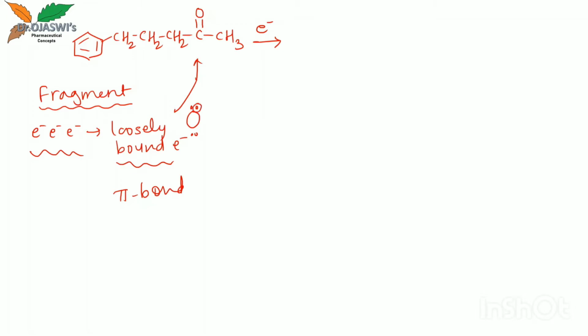So suppose this electron is gone because of the collision with this electron beam. If this electron is gone, that means at this place there is a deficiency of electron, which I will show by writing a positive charge over here. So let us see how I do that. I am writing the structure again.